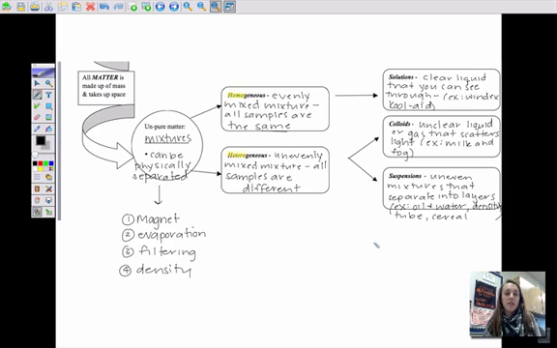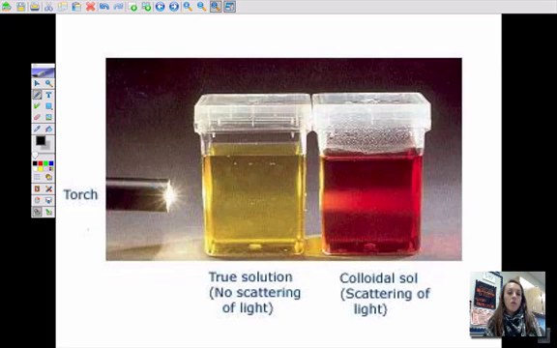Eventually, you're going to be asked to identify between solutions, colloids, and suspensions. Suspensions are really easy to determine. However, solutions and colloids sometimes can look the same. So in order to differentiate between those two, we use something called the Tyndall effect. We use a light source and we put it up against a solution and a colloid. As you can see, in a solution, there's no scattering of light, meaning I can't see a beam. It may glow a little bit, but I'm not going to see a distinctive beam. However, in a colloid, you'll see that there's the beam of light right here.